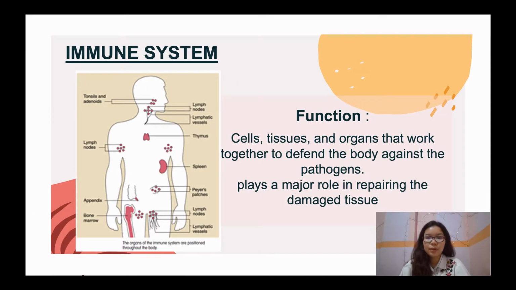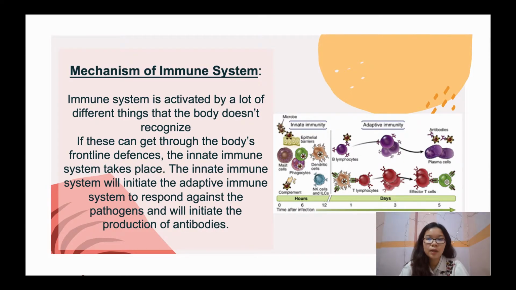The immune system's function is to prevent or eradicate infections, and the organs of the immune system are placed throughout the body as shown in the pictures. The lymphatic system allows the immune cells to travel between tissues and the bloodstream. For the mechanism itself, it can be activated by many different things that the body doesn't recognize, and if these get through the body's frontline defenses, the innate immune system will take place. This will initiate the adaptive immune system so that it will produce antibodies.